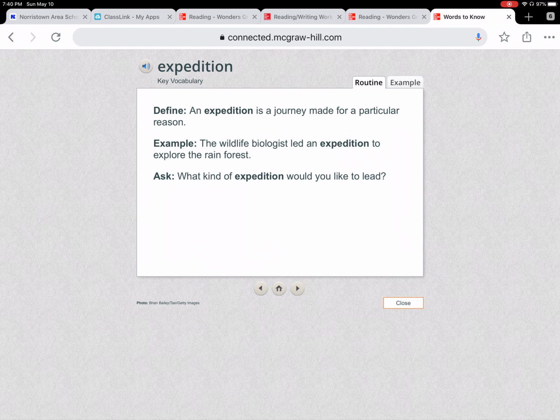Let's look. An expedition is a journey made for a particular reason, meaning they're going to go on a journey to find something out. The wildlife biologist led an expedition to explore the rainforest. What kind of expedition would you like to lead? I don't know. What would you like to explore? All right, let's move on to the next one.